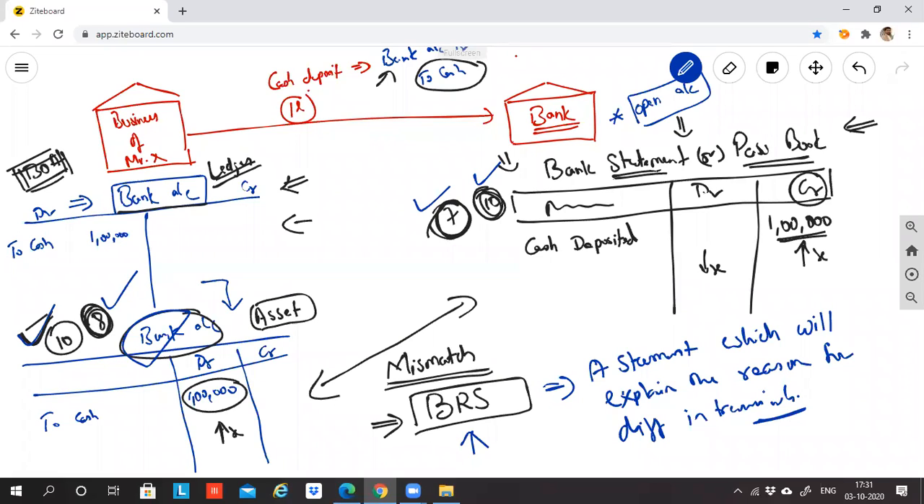But there are no conditions or rules that BRS has to be done only monthly or yearly or quarterly, half-yearly. It is absolutely the convenience of the business owner and the accountant. Whenever they want, they can do a BRS. There are no such rules and regulations attached to this. But what will be more suitable, sir, according to you?